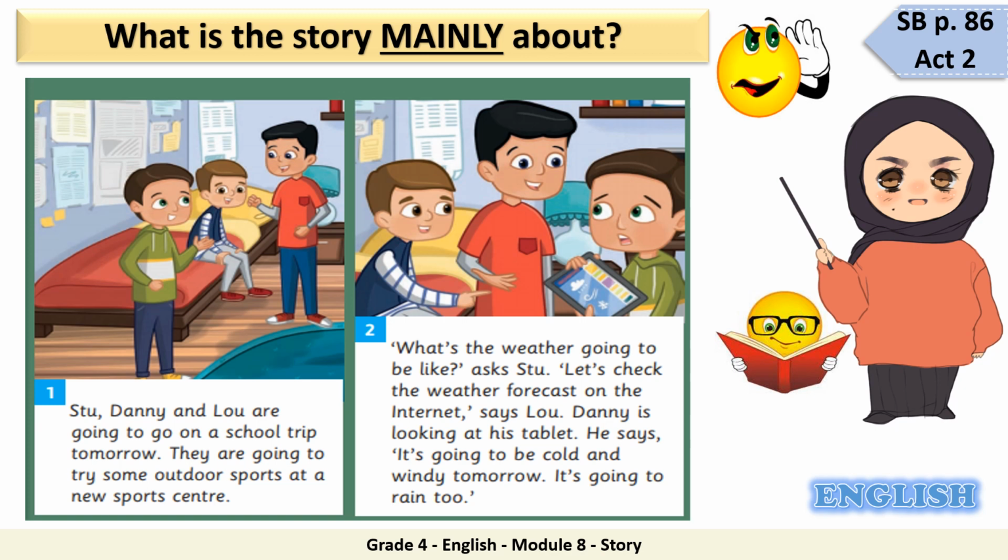A false alarm. Stu, Danny and Lou are going to go on a school trip tomorrow. They are going to try some outdoor sports at a new sports centre. What's the weather going to be like? Asks Stu. Let's check the weather forecast on the internet. Says Lou. Danny is looking at his tablet. He says, It's going to be cold and windy tomorrow. It's going to rain too.